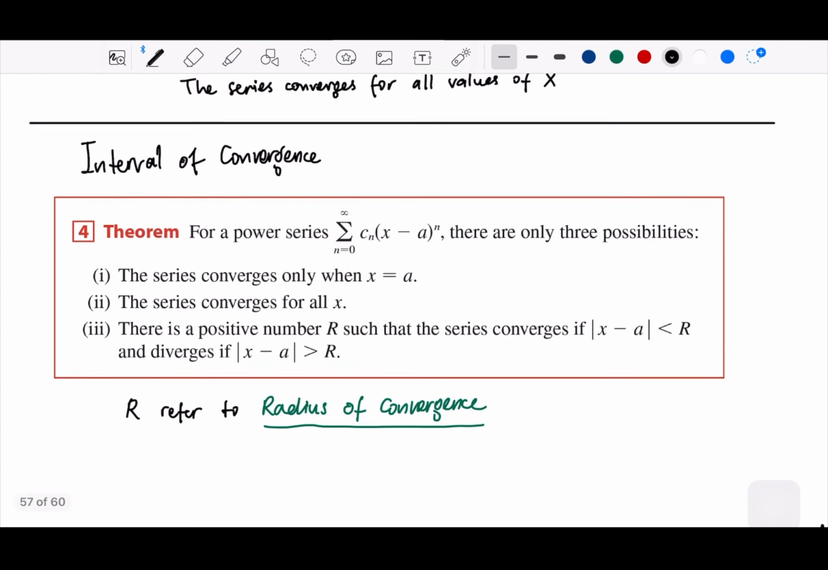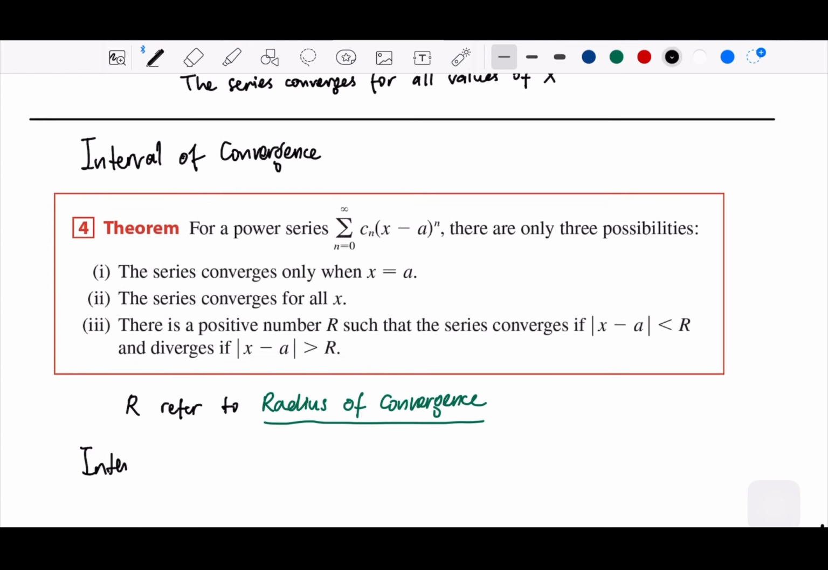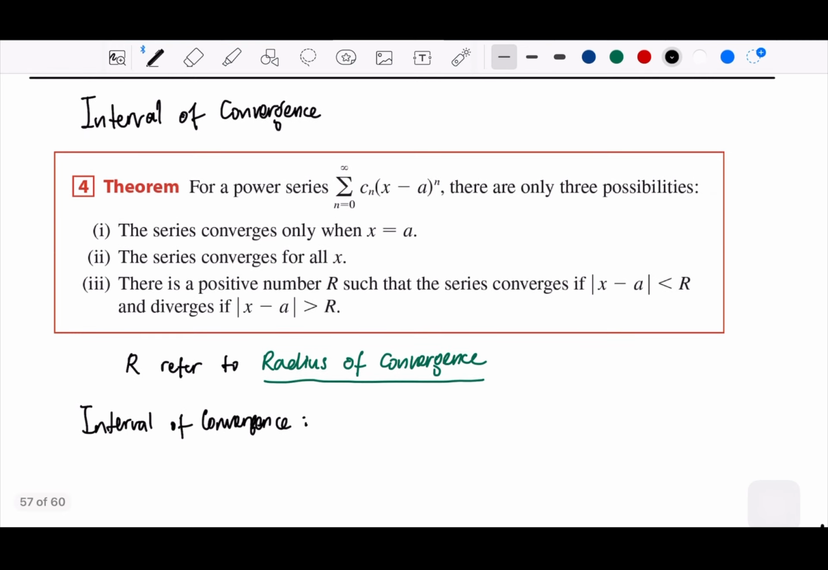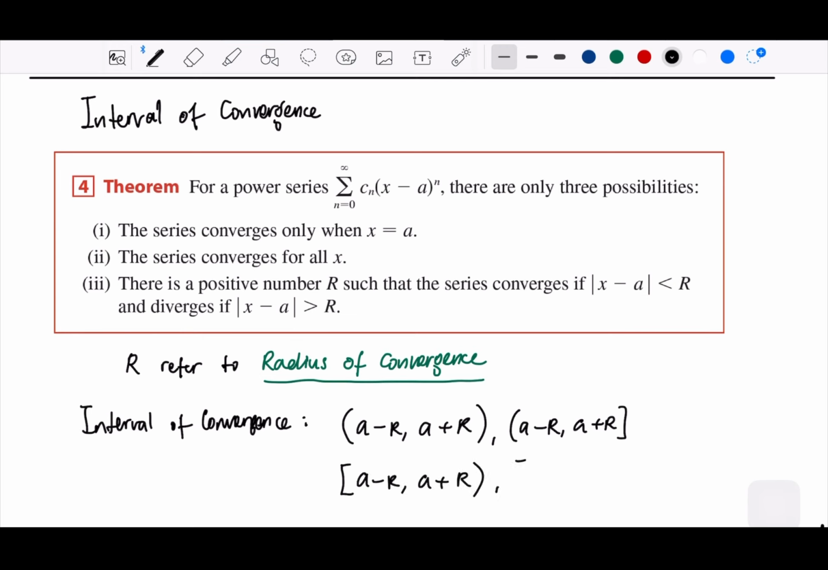So the interval of convergence, we can have some possibility that is just that, okay? Or this way, or this one. Notice that there will be some slight change on the brackets.